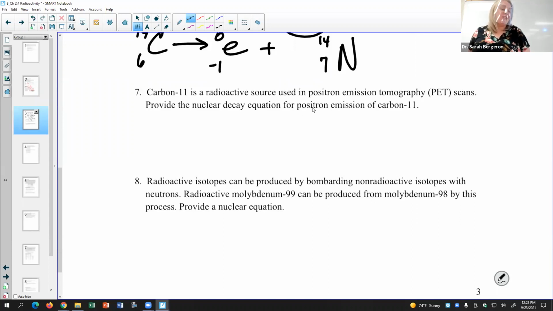Oh, this is a good one because this is a different type of emission. So carbon-11 is a radioactive source used in PET scans. Did we talk about PET scans? It's like when they're looking for cancerous spots inside of the body, right? They give you this radioactive source. In this case, it's carbon-11, and they attach it to like a sugar. And y'all know every single cell in your body needs sugar, right? So the cells are going to take in the sugar and use it, and it's going to tag those cells as radioactive.